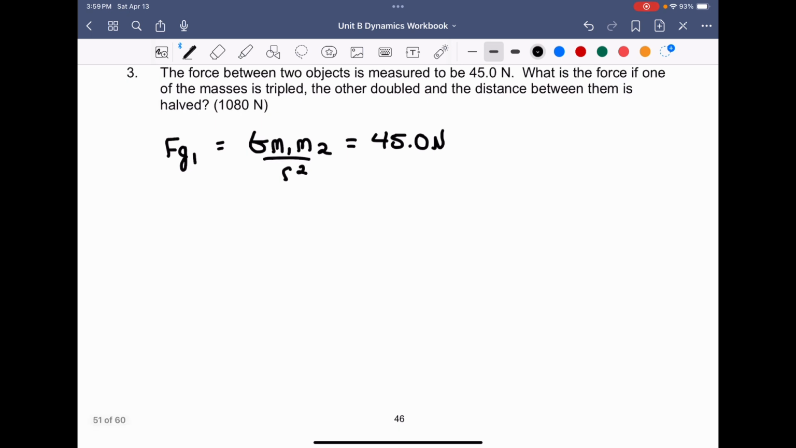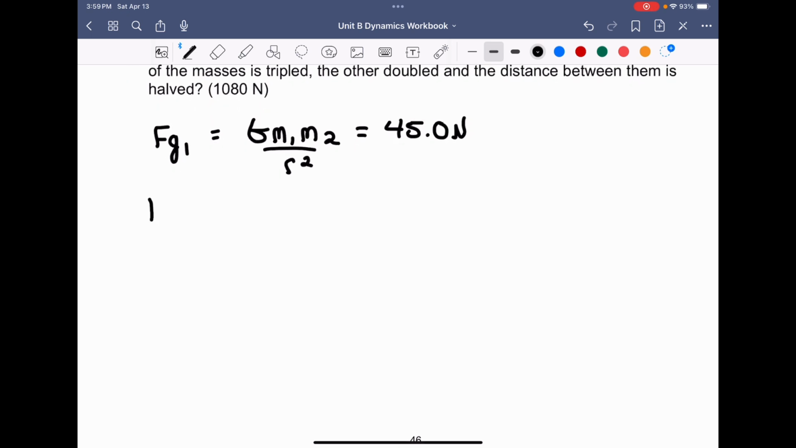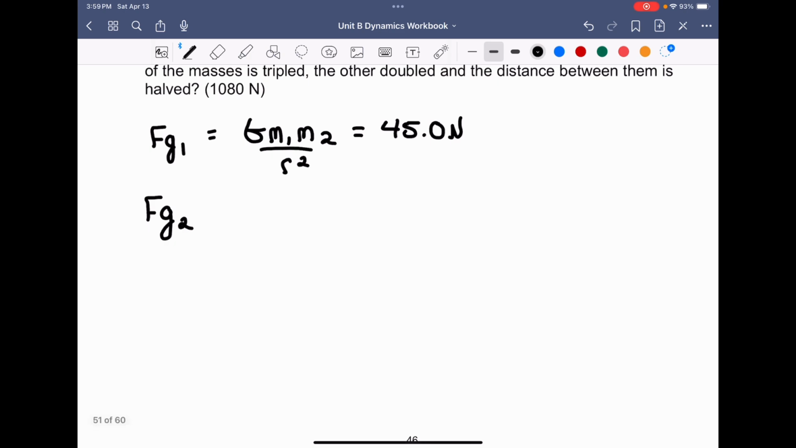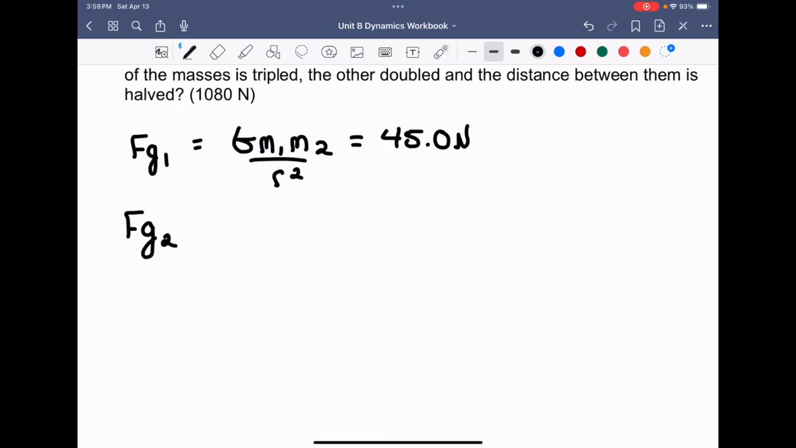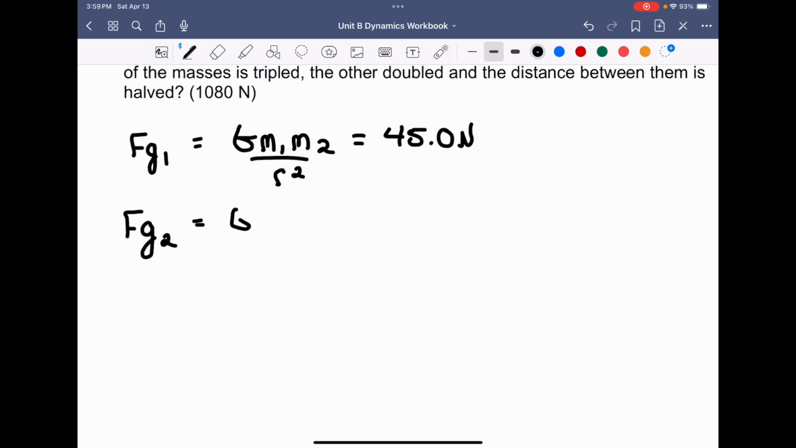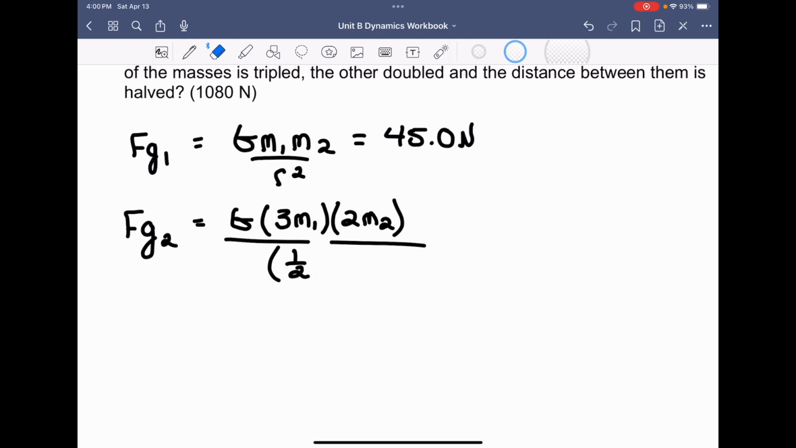Now, where we want to transfer this is, how does this affect the force when we play around with these numbers? So Fg2 is equal to, what is the new force if one of the masses is tripled, the other is doubled, and the distance between them is halved? Well, in this equation I'm going to do the following. G multiplied by, the first mass is tripled, the second mass is doubled, and then we divide by the radius, which gets divided by 2, or I could put 1/2. So I'm just going to write it as 1/2 r with squared on the outside. And then this is going to be just as is. So we've reflected the change here.